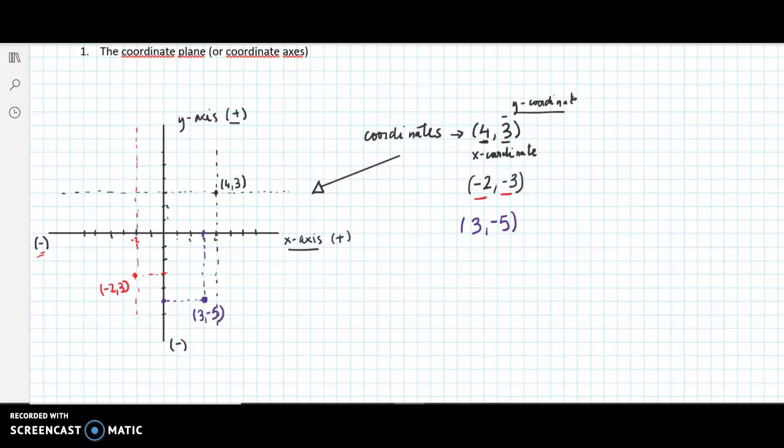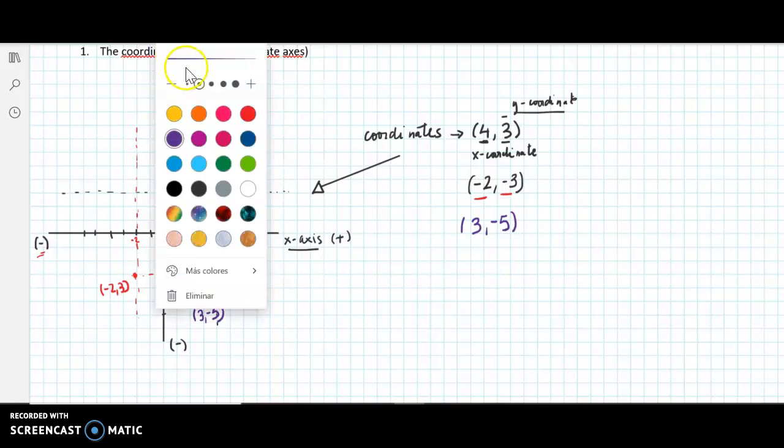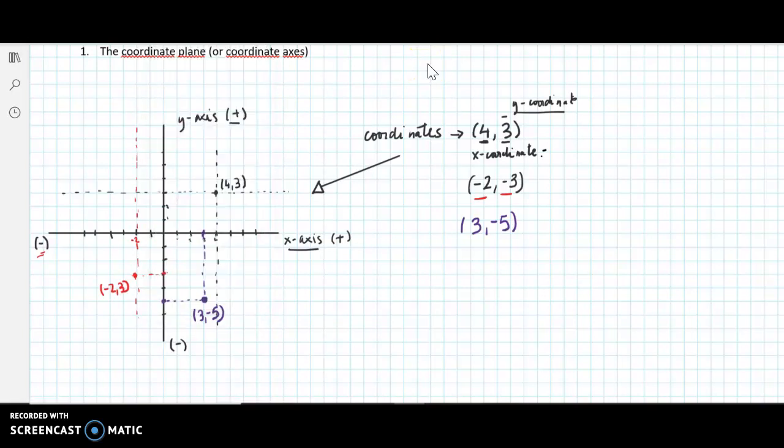Cool. So now to finish this video, I'm going to tell you that the x coordinate is also called abscissa, and the y coordinate is also called ordinate.